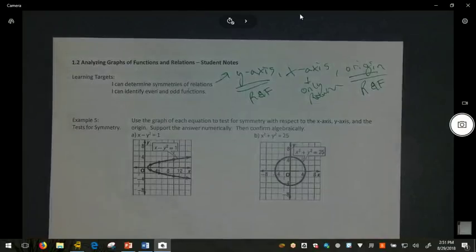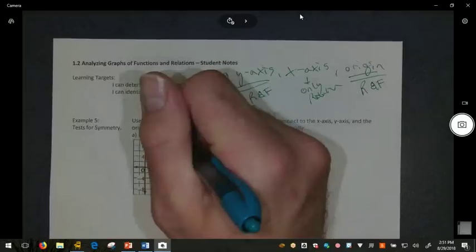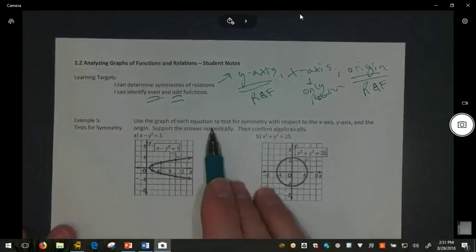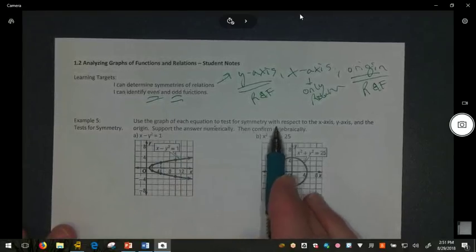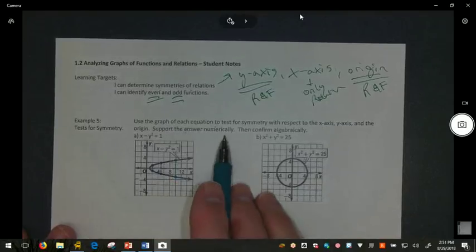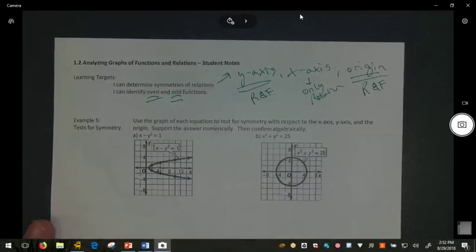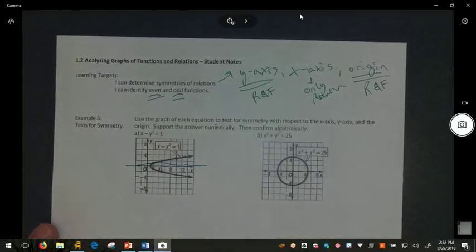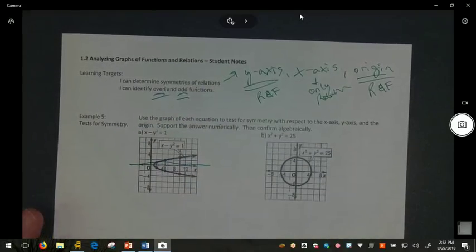In today's explorations, you were also able to look at the difference between even and odd functions. Some of you got a little further in that exploration than others. Using the graph of each equation, test for symmetry with respect to the x-axis, the y-axis, and the origin. Support your answer numerically, then confirm algebraically. You can see that this one is definitely an x-axis symmetry, not y and not origin.